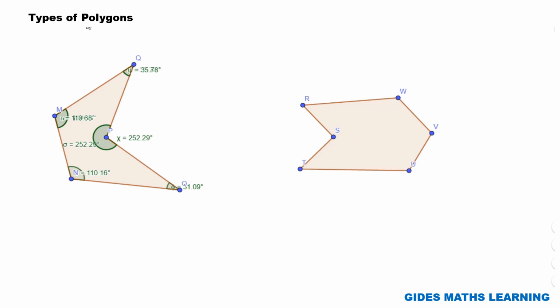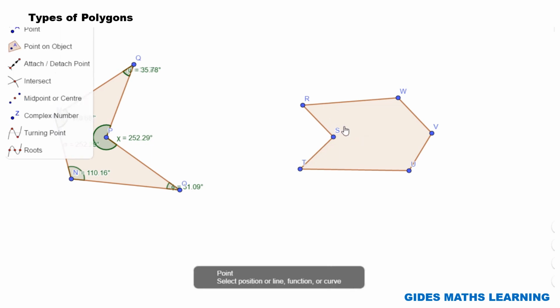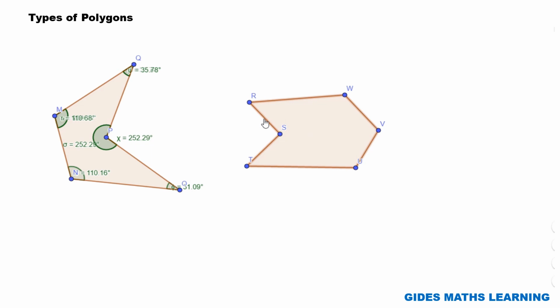This is also a polygon. Now this has 1, 2, 3, 4, 5, 6 sides. So this is a hexagon. Let's look at the size of the interior angles.